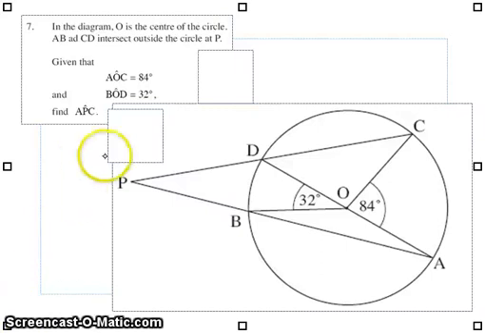Question 7, we're looking for the angle APC. The angle that we're looking at is at P. Okay, let's start again to fill out as much information as we can on the diagram.